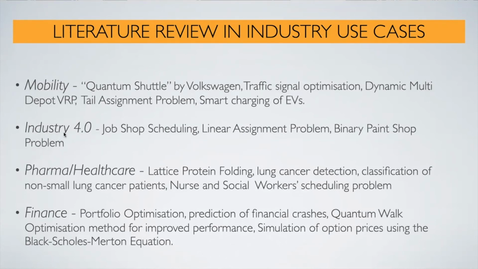Moving on, in Industry 4.0, we have job shop scheduling, which has been solved various times using annealing and QAOA and various algorithms, and is a famous problem touted to be solved with NISQ algorithms. Moving on, we have pharma and healthcare. In pharma and healthcare, a lot of classification problems, like classification of non-small cell lung cancer patients, classification of dementia patients, and lung cancer detection, have been solved using these NISQ algorithms like variational quantum classifiers. In the finance sector, we have portfolio optimization, which has again been tackled using algorithms like QAOA or frameworks like annealing.